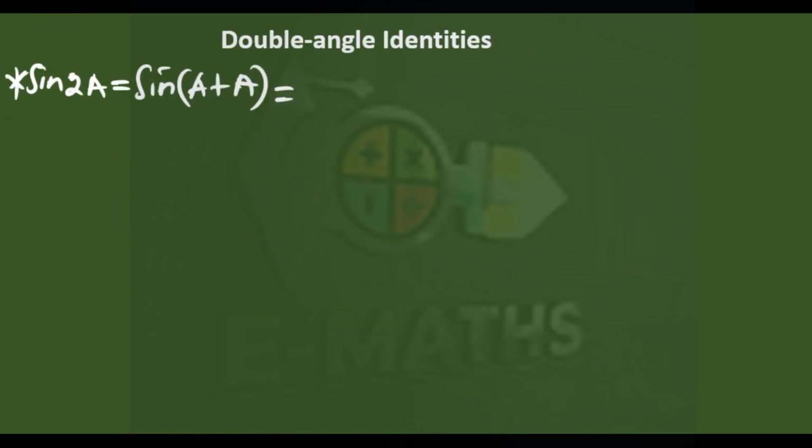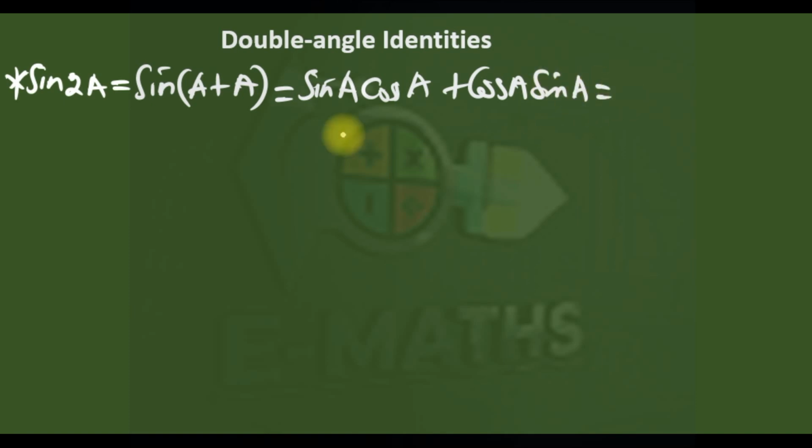So we have sine a cos a plus cos a sine a. Looking at this, the two terms are the same. So we have 2 sine a cos a, or 2 cos a sine a. So that is our double angle identity for sine.